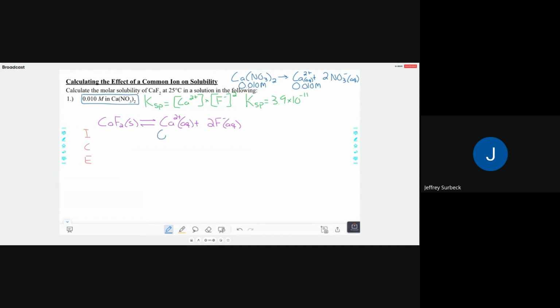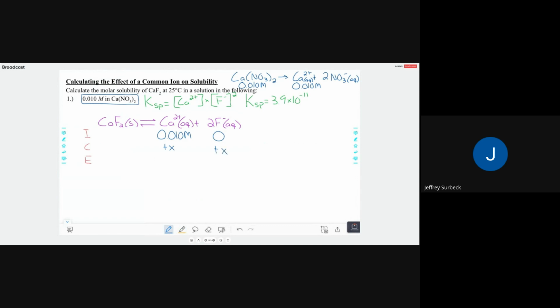Initially, we have a value of 0.010 molar of our calcium. We do not have any initial value of our particular fluoride. Remember with this, both of these things are going to gain an unknown value, some amount X, and some amount X.